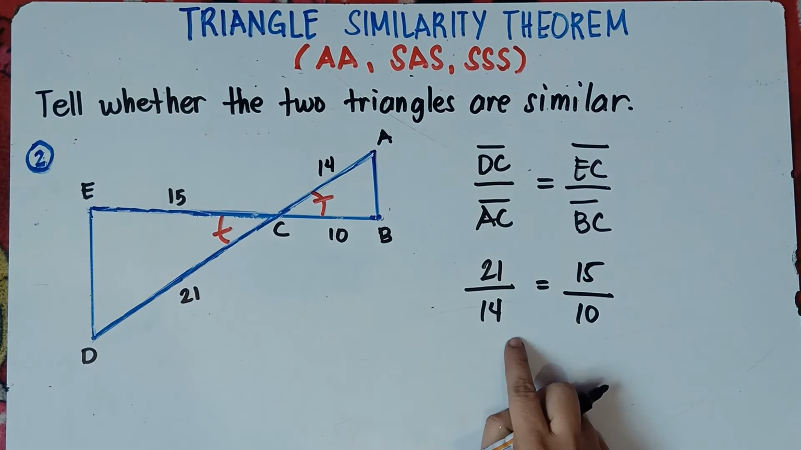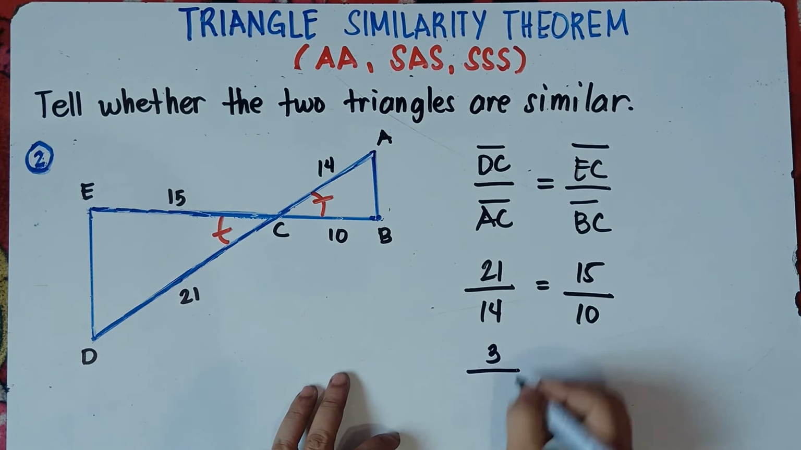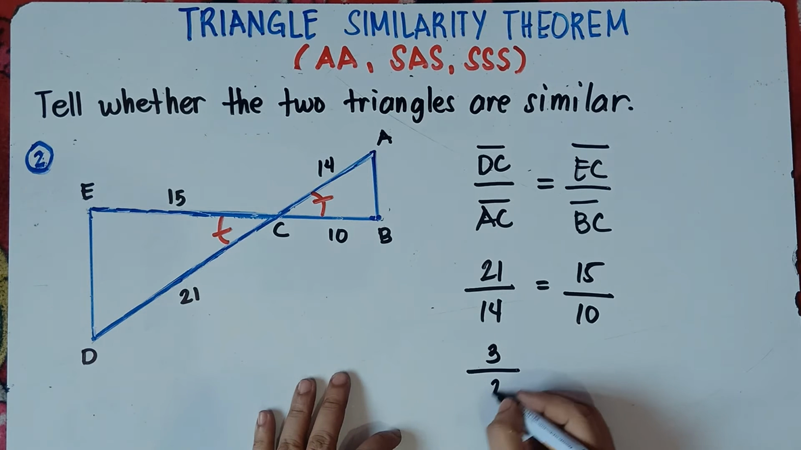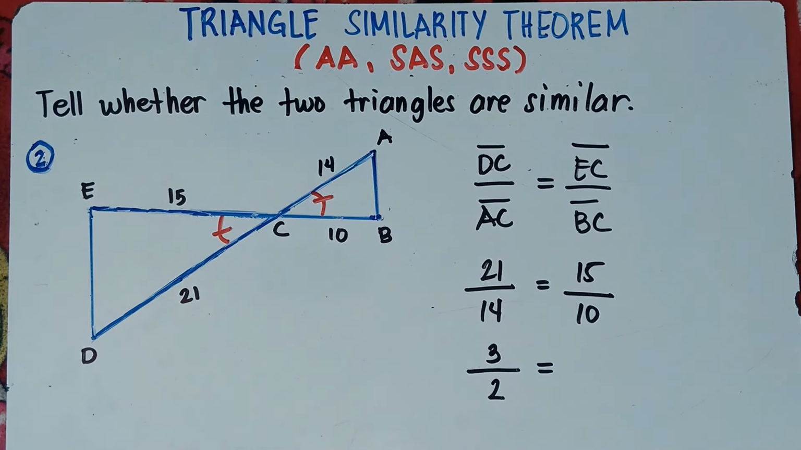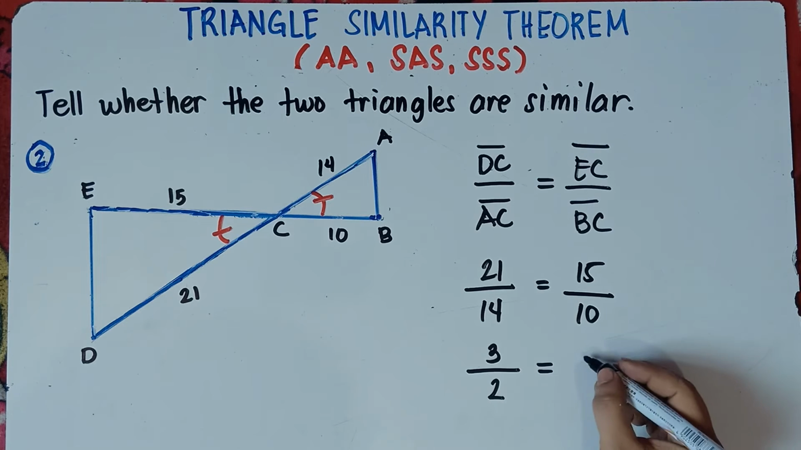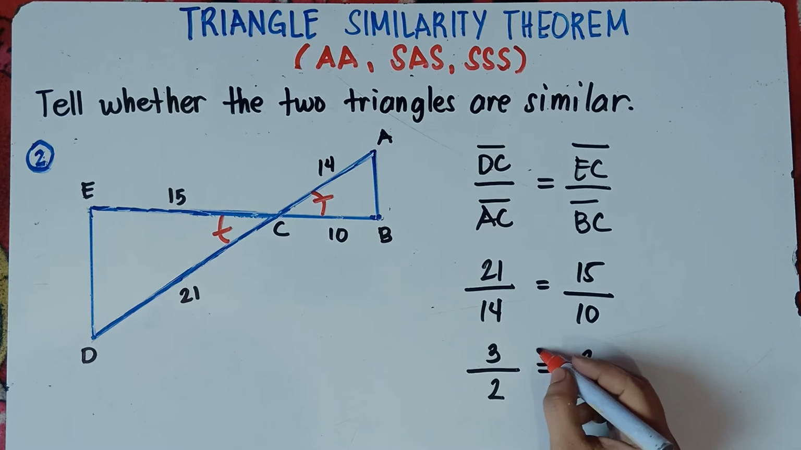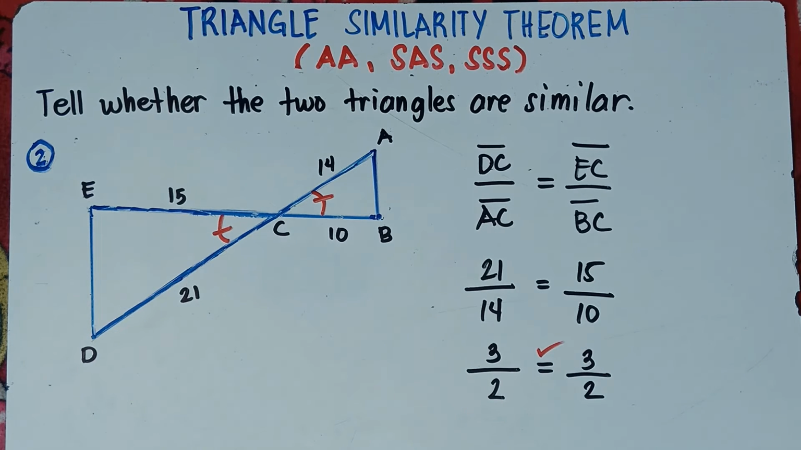10. Can we divide 21 by 7? Yep. And also 14. So 21 divided by 7, that is 3. 14 divided by 7, that is 2. How about 15 and 10, class? What would be the GCF of 15 and 10? Can we reduce this one? Yep, we can reduce this one by 5. 15 divided by 5, that is 3. 10 divided by 5, that is 2. So therefore, they have the same ratio. Therefore, this is proportional. So 3 over 2 is equal to 3 over 2.